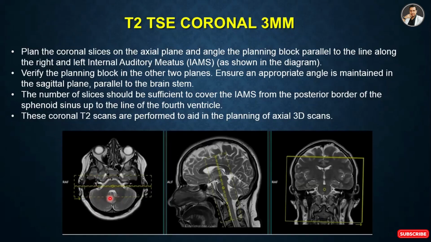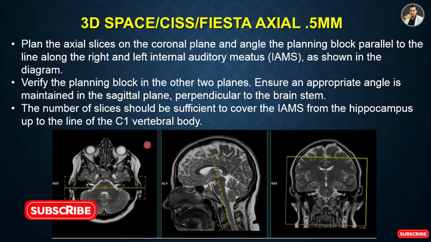We will plan the sagittal so that it is parallel to the brain stem. The midbrain and brain stem are parallel to the sagittal. Now, we will plan the 3D.